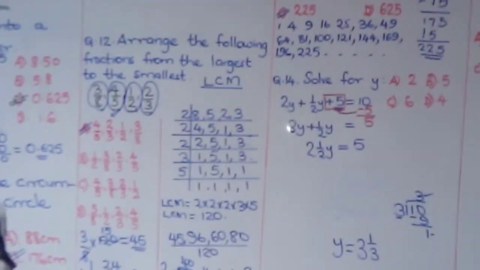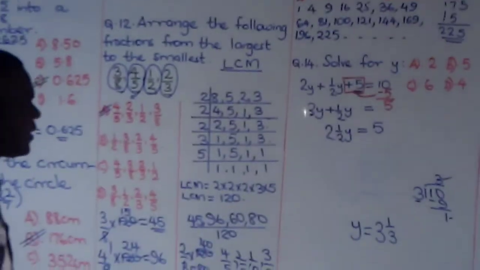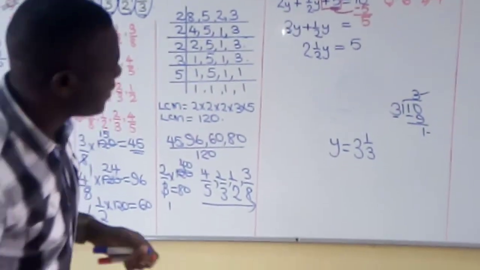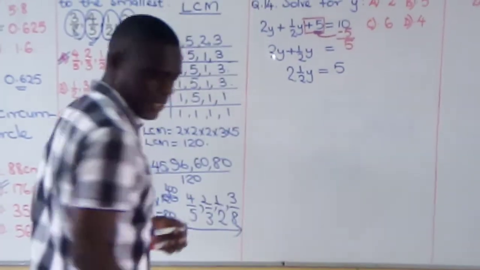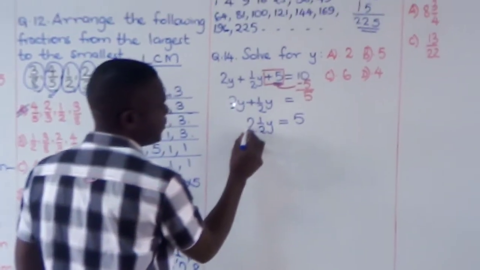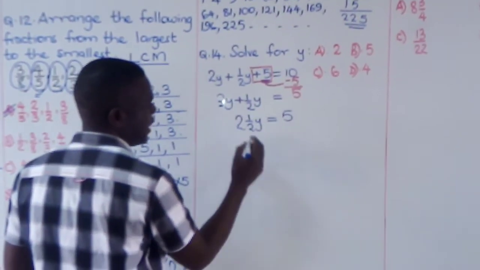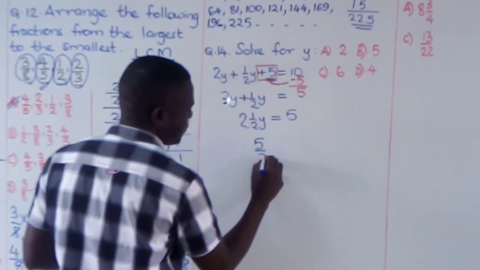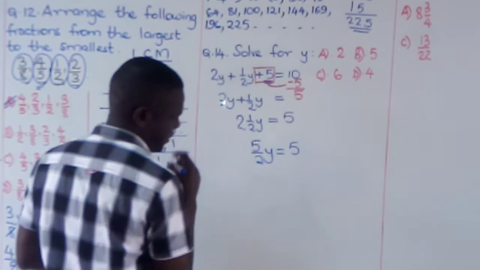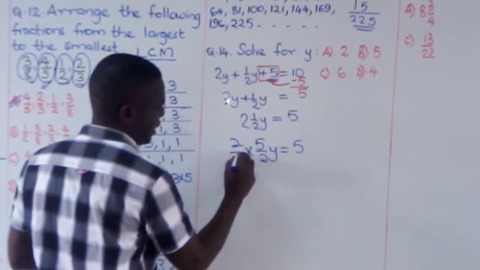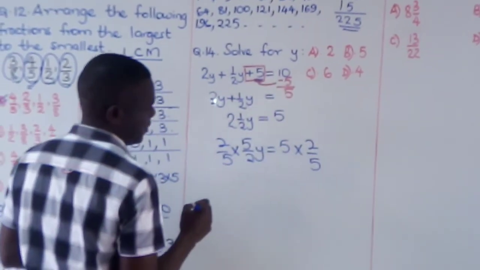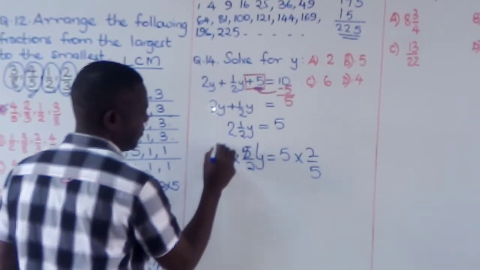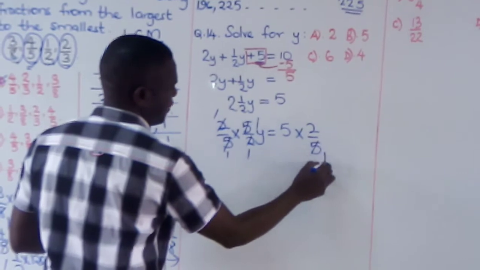Let's start from here. Sorry. 2 times 2 is 4 plus 1 is 5. So that is 5 over 2y is equals to 5. We multiply by its reciprocal. Yes. Times 2 over 5. By 5, 1, by 5, 1, by 2, 1, by 2, 1. Then by 5, 1, by 5, 1.